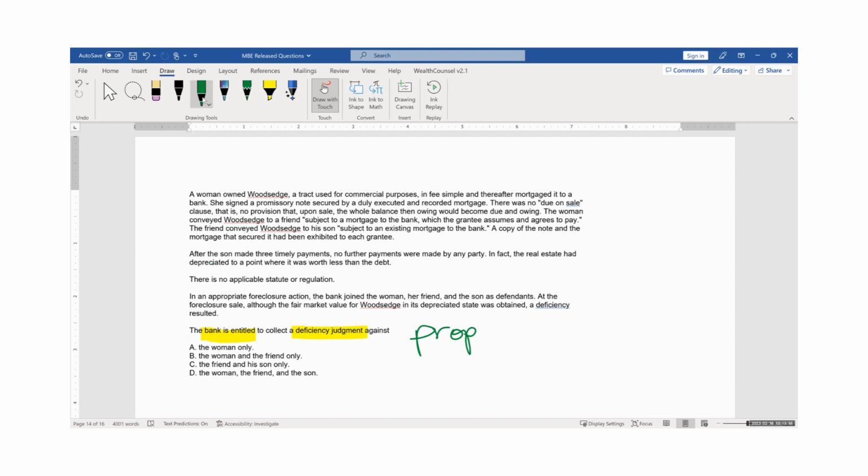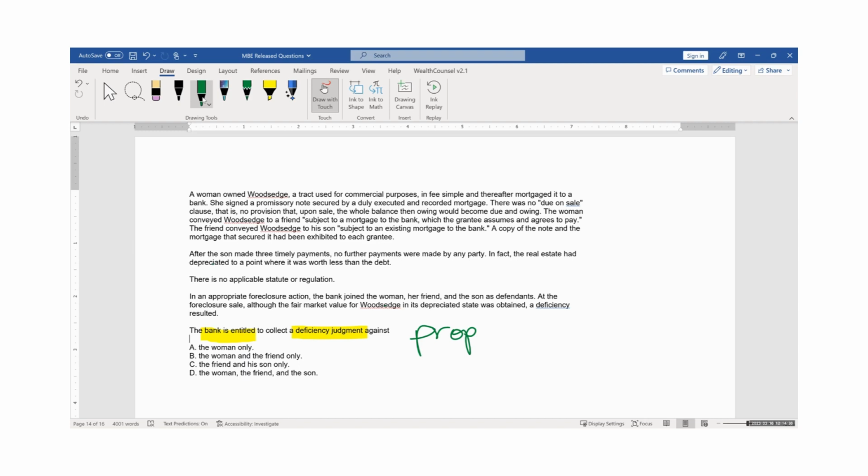Answer choice A, the woman only. Answer choice B, the woman and the friend only. Answer choice C, the friend and his son only. Answer choice D, the woman, the friend, and the son. I think this is one of those types of questions that you really cannot answer or eliminate any answer choices without looking at the fact pattern. But you should gather that they're testing you on deficiency judgment and the bank likely lending money to the person.